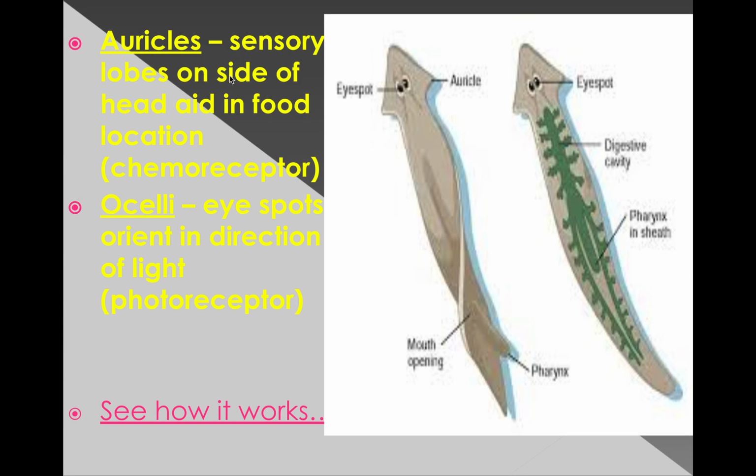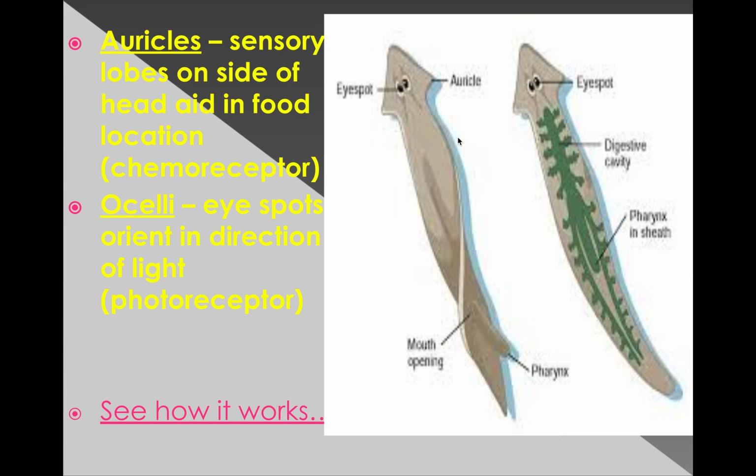So there's sensory lobes on the sides of the head to help them find food. These are called your auricles, or another name for them is a chemoreceptor. They also have ocelli. This is the fancy name for eye spots, and you can see them right here. It helps them with light. I mean, they're not like eyes like you and I have, but another name for them is called a photoreceptor.